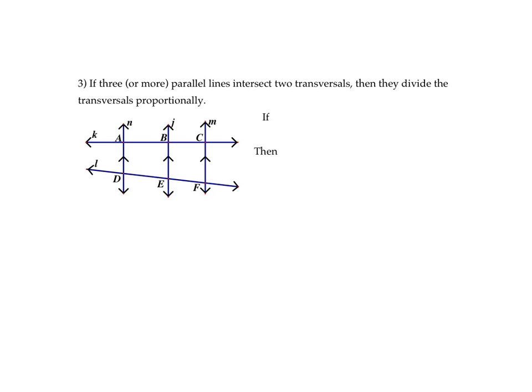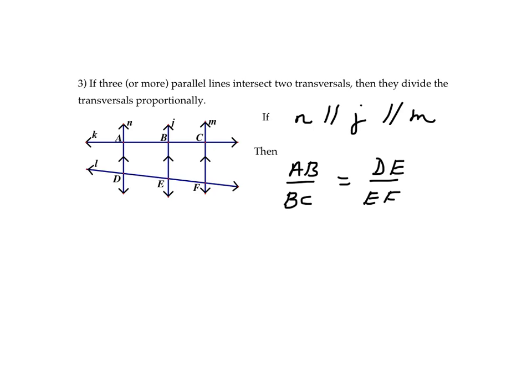Okay, our final theorem for today says if 3 or more parallel lines intersect two transversals, then they divide the transversals proportionally. So if line N is parallel to line J is parallel to line M, then line segment AB corresponds to line segment BC, in the same way that line segment DE corresponds to the length of line segment EF. So this allows us to set up proportions comparing those segments and solve for missing lengths in a diagram.